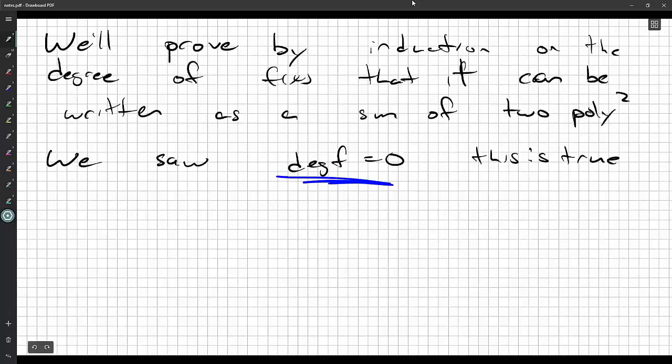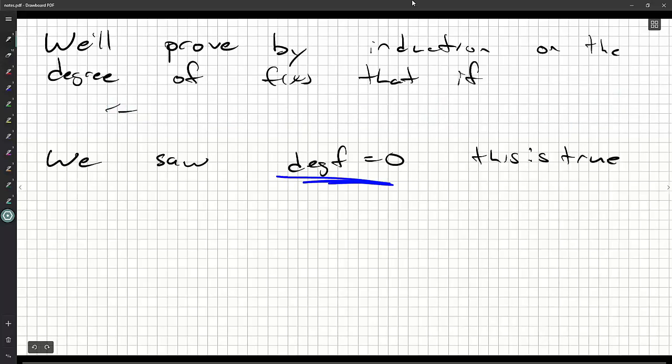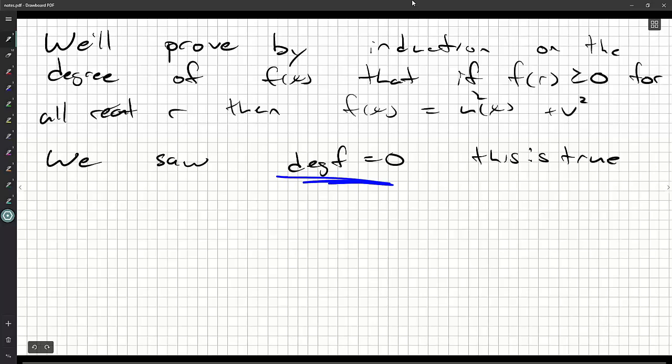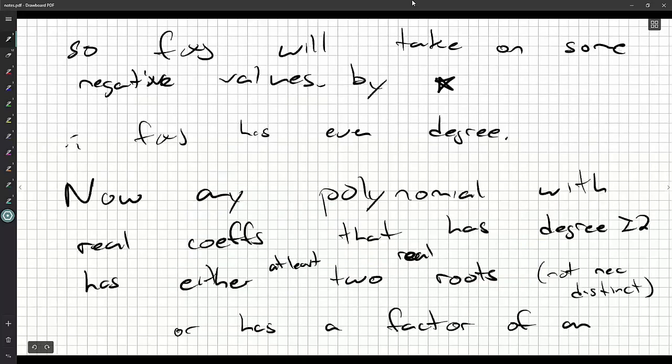Actually, I wonder if we could prove a stronger result. So we'll prove by, I'll see if this will work. This might be too strong and therefore won't work, but no reason not to try. So we'll prove by induction on the degree of f of x that if f of r is greater than or equal to 0 for all real r, then f of x is the sum of two polynomials squared. So this is true for the degree of f of x equals 0. We already showed that. We're just making the assumption that f of x is greater than or equal to 0, and then we showed that it's the sum of two things.